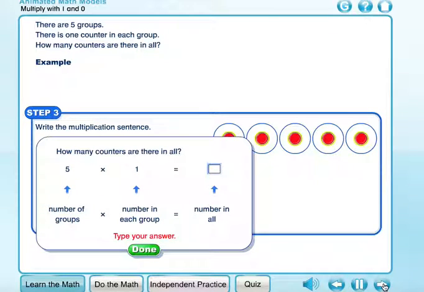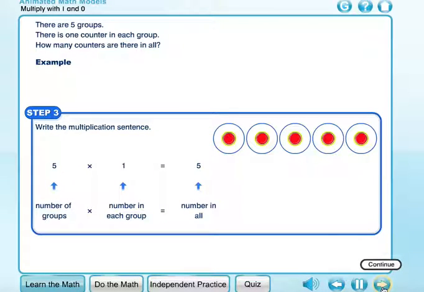So how many counters are there in all? Type your answer. How many in all? Well, 1 times 5. There's 5 in all. 1, 2, 3, 4, 5. That's right. The correct answer is 5. 5 times 1 equals 5. So there are 5 counters in all.